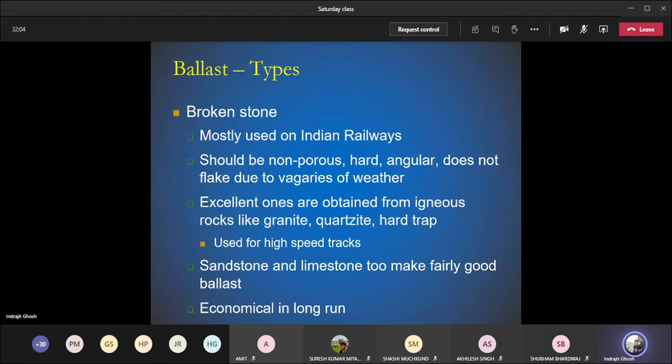Sandstone, as I said yesterday, is composed of material which ranges from sand particles to rock fragments. Whereas limestone consists of the skeletal fragments of marine organisms, for example coral, mollusks and other things. It has been observed that broken stone is the best among all the different types of material that we use, and it is most economical in the long run.